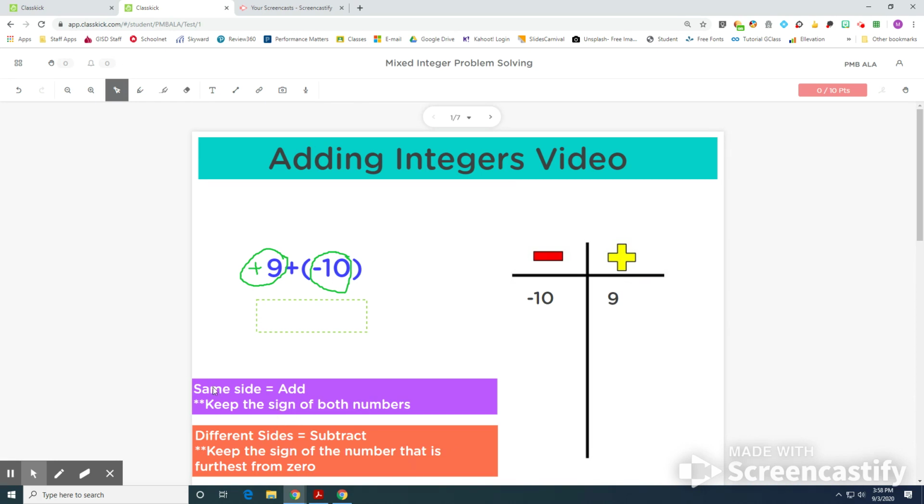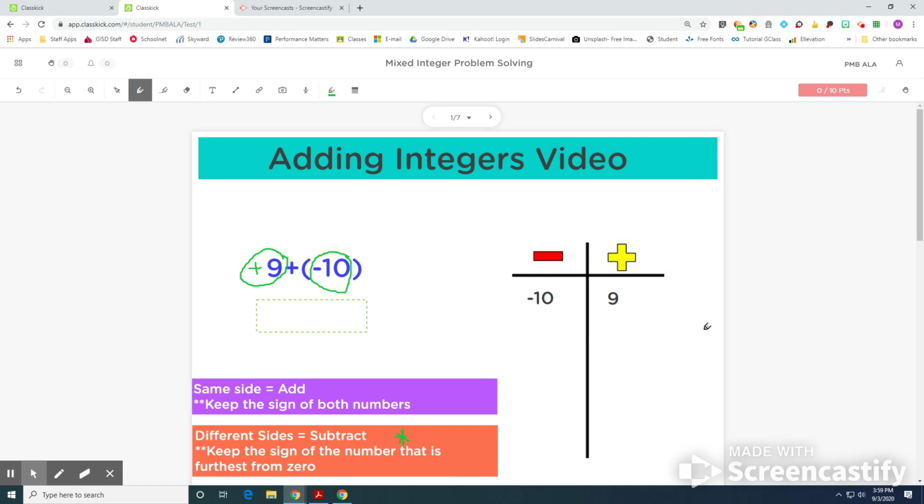Now, the rules say that if the numbers are on the same side of the t-chart, meaning both are positive or both are negative, then you add them. And then after you add them, you keep the sign of both numbers. Well, that's not the case here. They're on different sides. So the one that's going to apply for us for this problem is this rule. Different sides, you have to subtract them. So different sides means one's positive and one's negative. And then after we subtract, we're going to keep the sign of the number that is furthest from 0. And we'll talk about what that means in just a second.